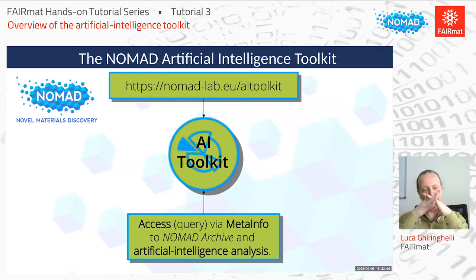So the toolkit that is accessible via this web address is an infrastructure that serves several purposes. One purpose, and this is what Luigi will explain in detail because we think it is very important, is that one accesses directly the NOMAD archive via our metadata structure that is called meta-info, and essentially via the API that allows this access, and performs some artificial intelligence analysis via libraries that are available to the user.